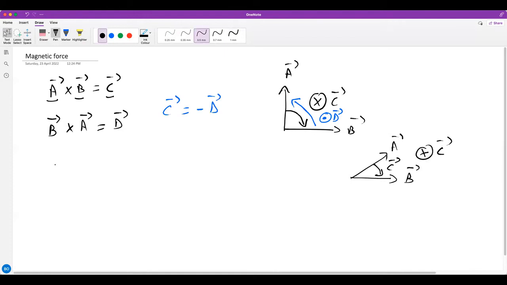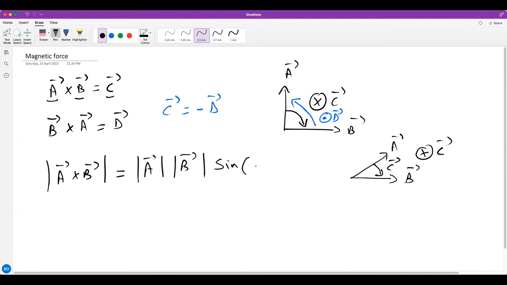So the magnitude of the vector cross product A cross B is equal to the magnitude of A, times the magnitude of B, times the sine of the angle between A and B. This angle, for example, let's say theta, this is theta.